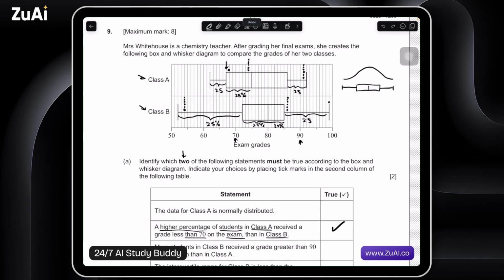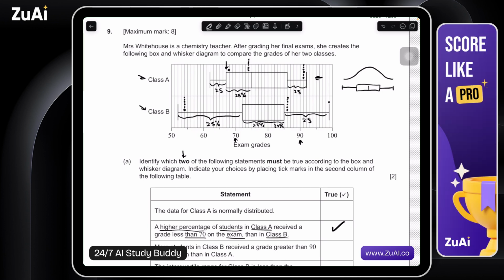It's possible that, for example, more students in class A received a grade greater than 90, just based on the distribution. We don't know the distribution. We know that 25% is clustered here. This could potentially be a little higher.